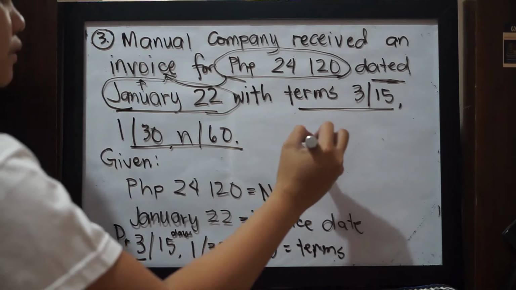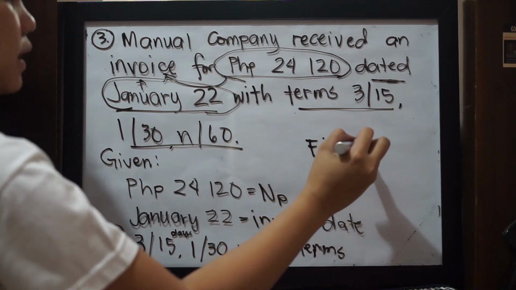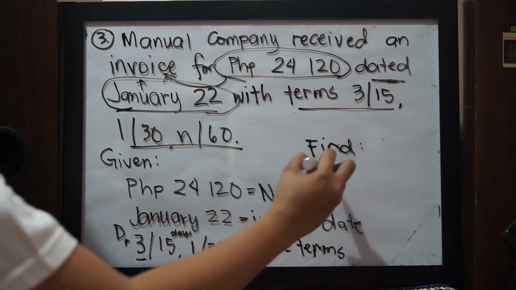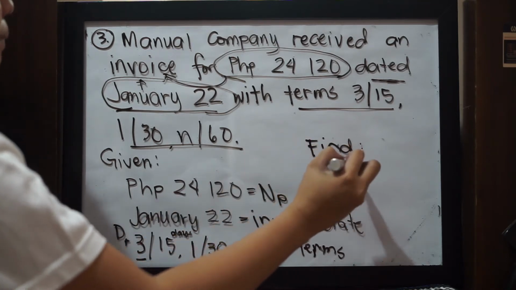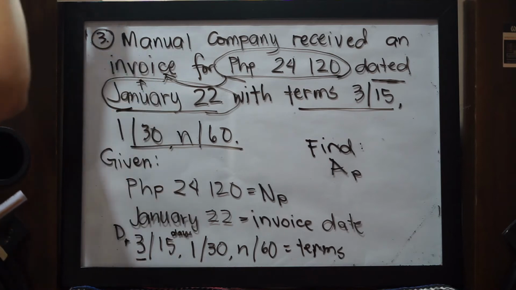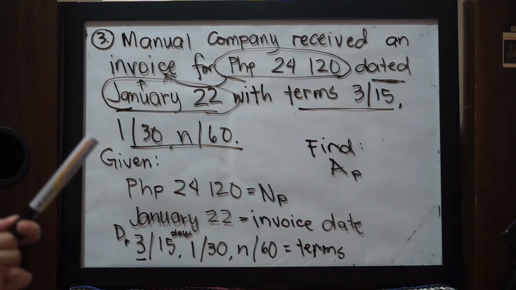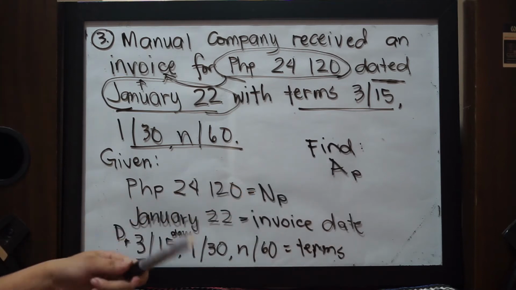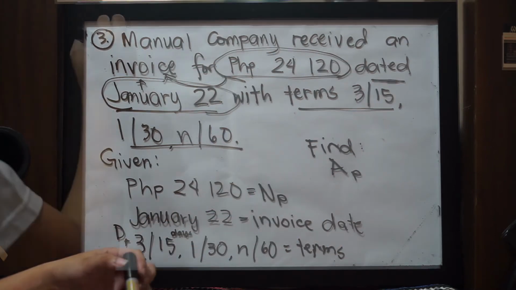Next step is the find. We have to identify the find. Based on the three problems, they are asking for only one thing. The question is how much is to be paid. Meaning to say, we're looking for the amount payable, because it is how much you will pay given this date. So, we already have the given values. We already identified the find. So, let's now proceed with the solution.